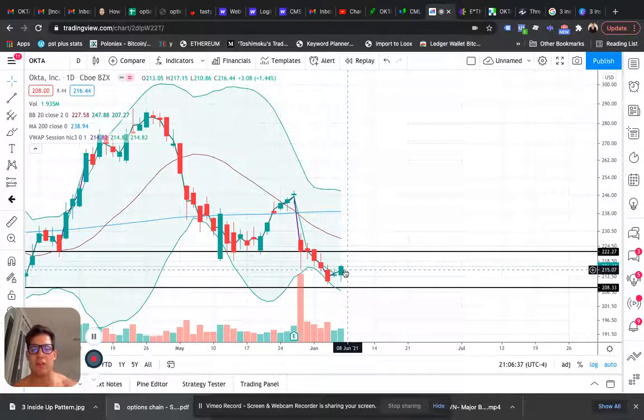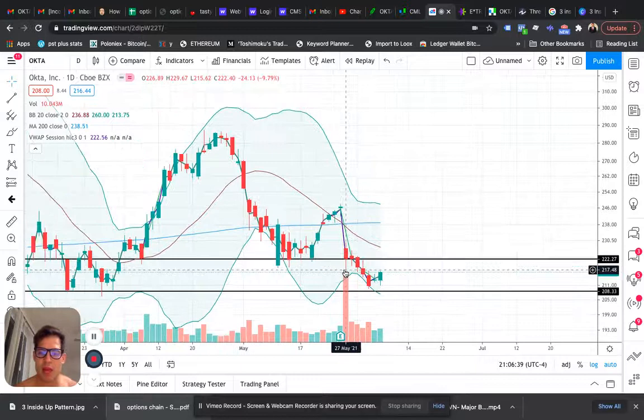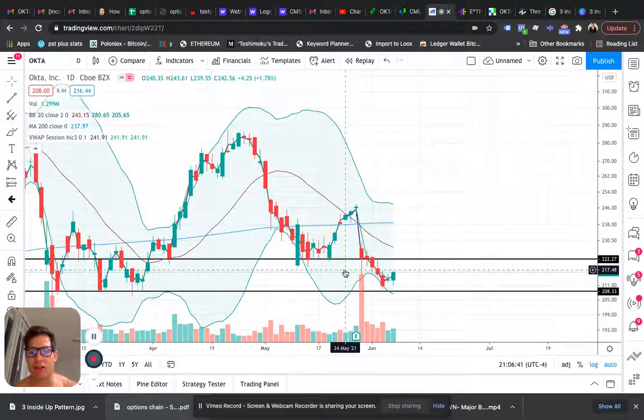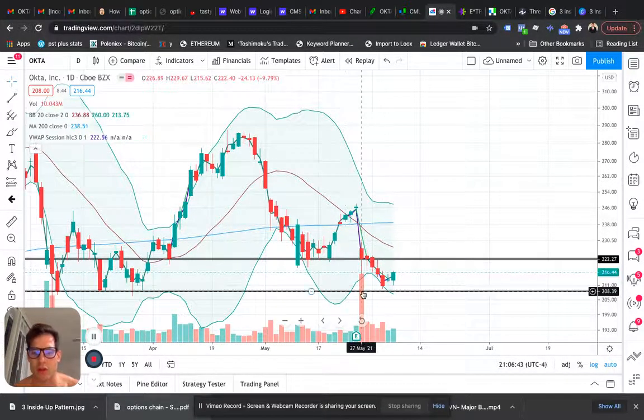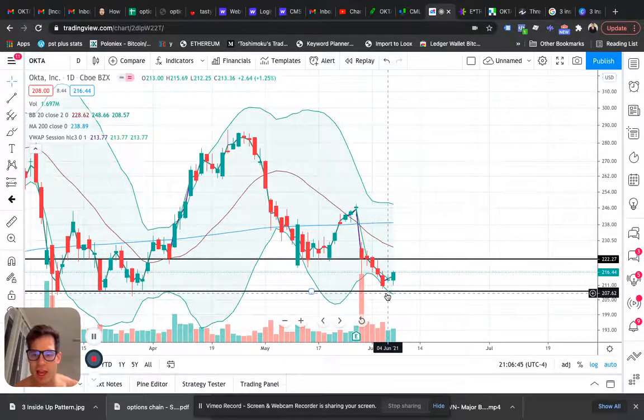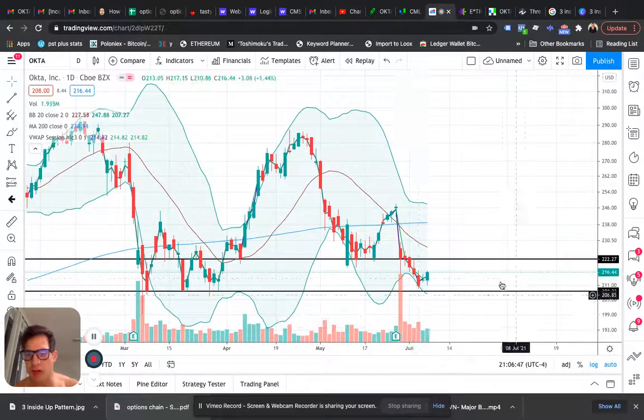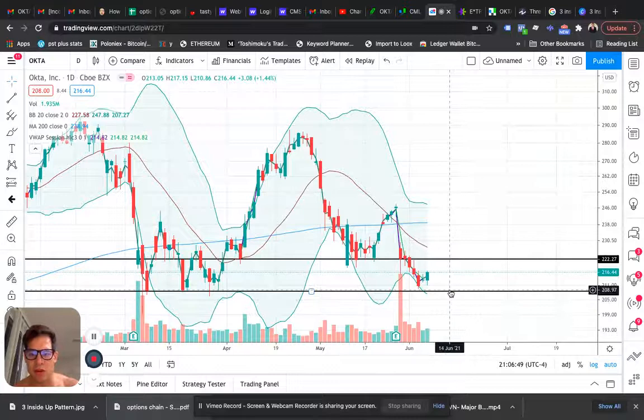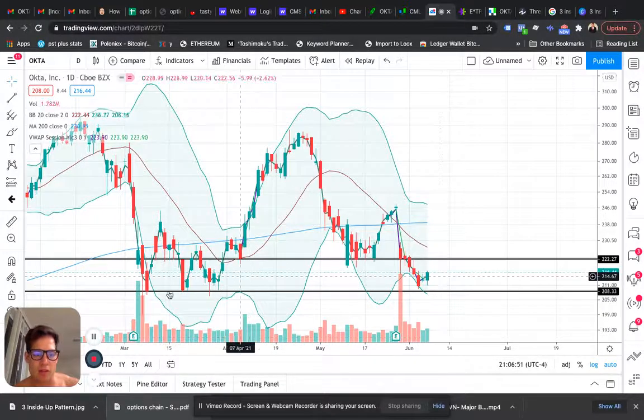It's also at the bottom of the Bollinger Band, so this is definitely a strong reversal signal. We're also coming off a major resistance here at the 208 mark, and you can see we've touched down a couple of times.